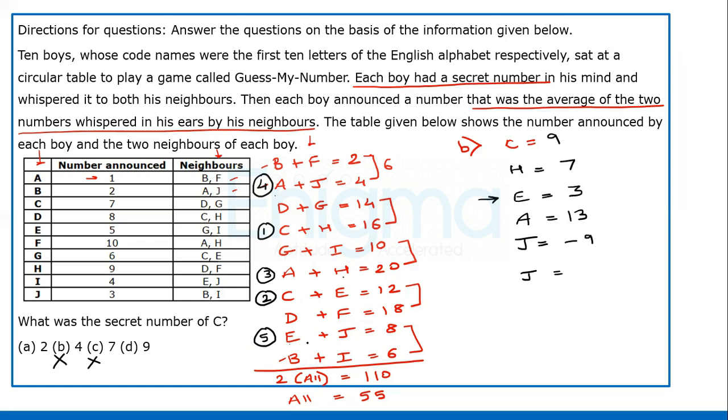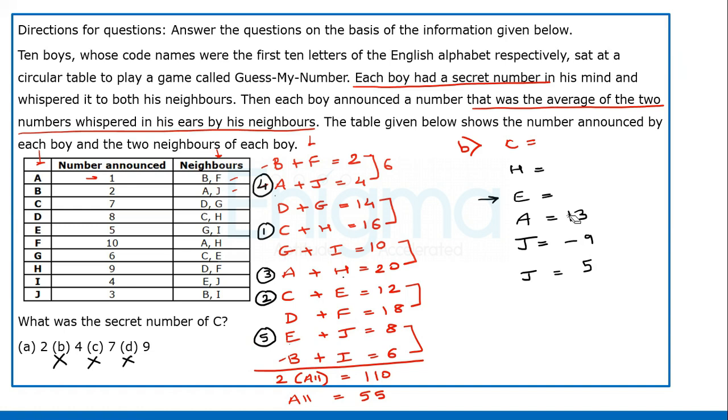And from the fifth equation, E is 3, so J becomes 5. Again, we can see two distinct values for J, which is not possible. So therefore, C equal to 9 is also eliminated.